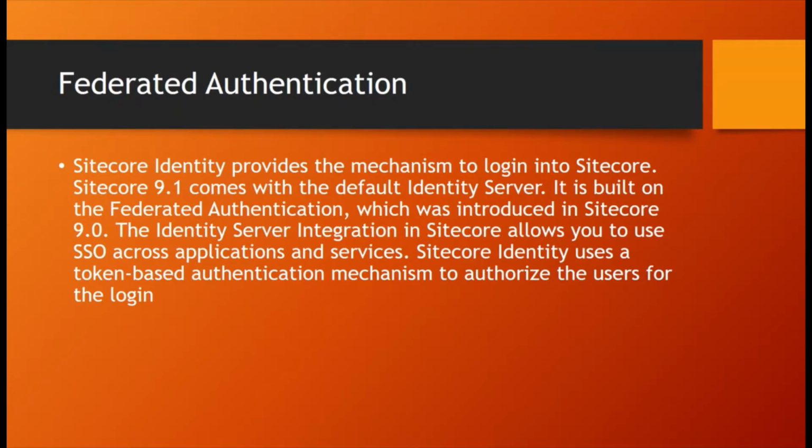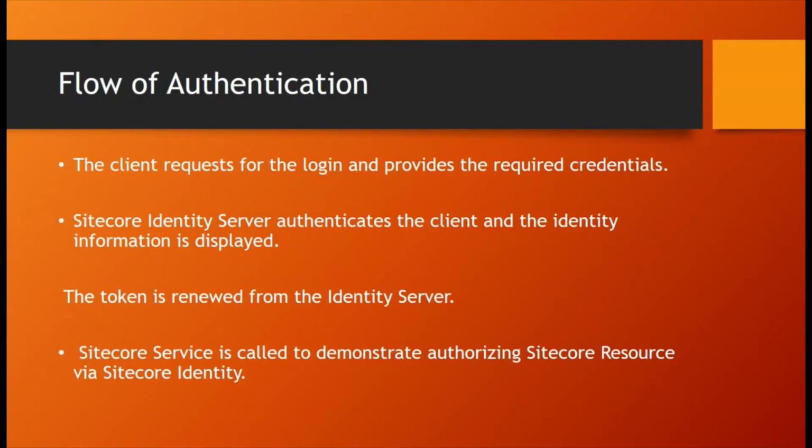In this demo, I will show you how to do this using Azure Active Directory authentication. The flow of authentication is simple. You log in with your credentials, Sitecore Identity Server authenticates, and a token is issued from the Identity Server. Then the Sitecore Identity service is called to authorize access to Sitecore resources.